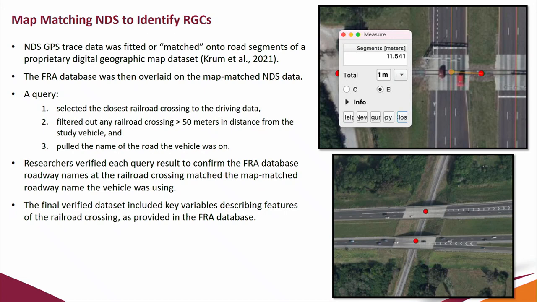So in order to do that, we also had to do a manual review, watching the videos that we pulled, and just double check that this whole query was working the way we wanted it to, and in the instances that it didn't, we could visually check and get rid of the ones that don't match. And then this final verified data set included key variables describing the railroad crossing from that FRA database that we were able to match it to.